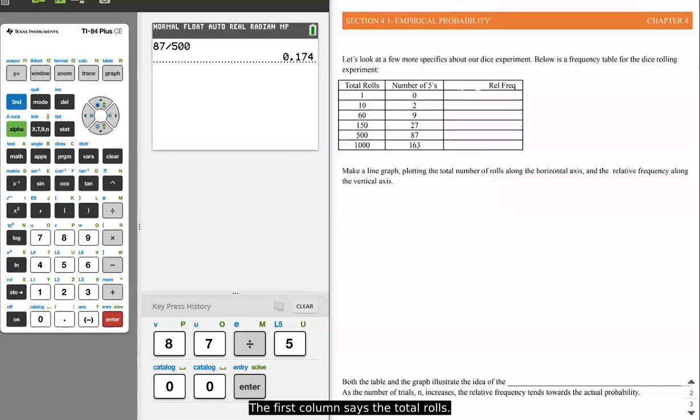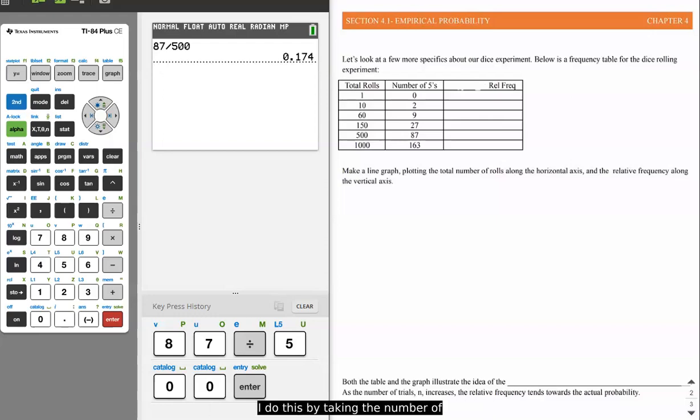So the first column says the total rolls. So I have 1, 10, 60, 150, 500, and 1,000. And then the next column says the number of fives. So if I rolled the die 1 time, I got 0 fives. I rolled the die 10 times and I got 2 fives, 60 rolls, 9 fives, and so forth. So what we want to do is find the relative frequency.